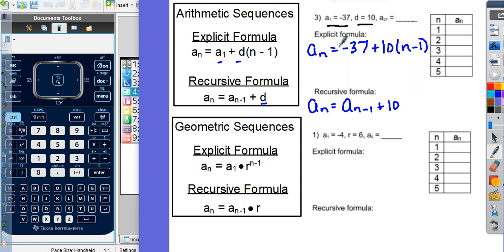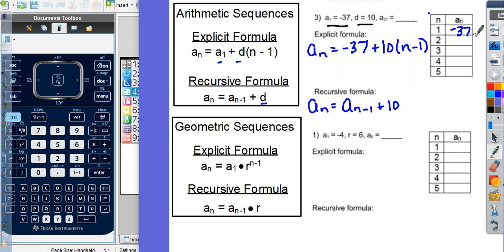All right, so now we're going to use this information to help us fill out this table first off. This is going to be our sequence, but it's going vertically. And so I look at this and it says, okay, this is my first term. Well, what's my first term? Well, that's what A sub 1 is. So my first term is negative 37. Okay, negative 37.